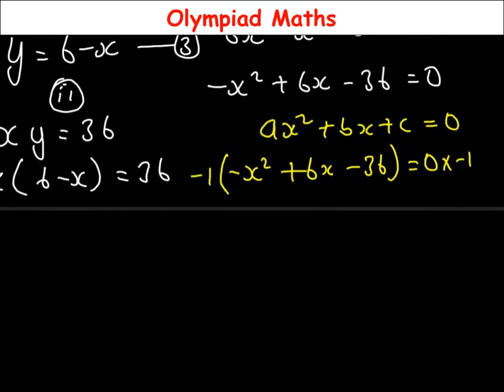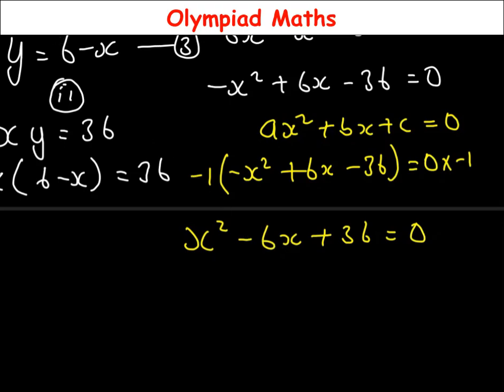So from here, minus 1 times minus x squared is equal to plus x squared. Minus 1 times plus 6x is equal to minus 6x. Minus 1 times minus 36 is equal to plus 36, which equals 0 times minus 1, which is 0. And with this, we have a quadratic equation.